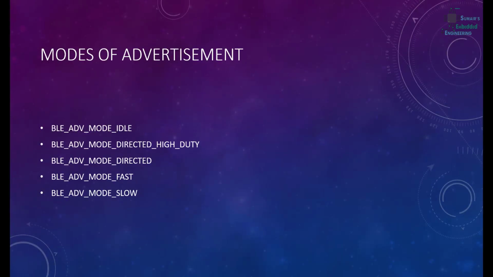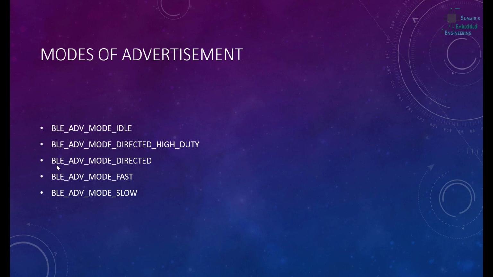So there are some modes of advertisement. Basically these modes are defined in the nRF SDK, and the first mode is idle mode, and this shows that no connectable broadcast is in progress. The BLE advertisement mode directed high duty is really good for some devices. For example, if you don't want your device to be disconnected, this is great, and as soon as the device disconnects, it will try to reconnect with the same device. This is very good for seamless recovery.